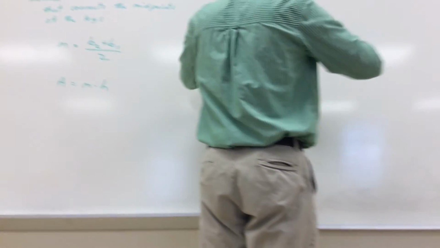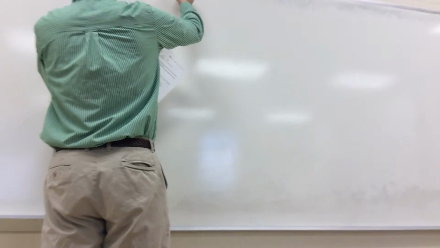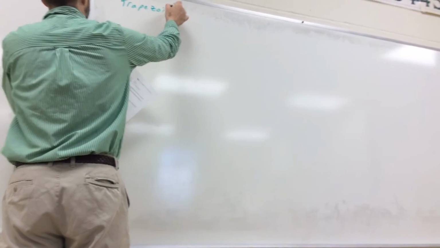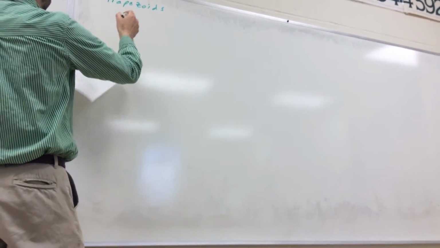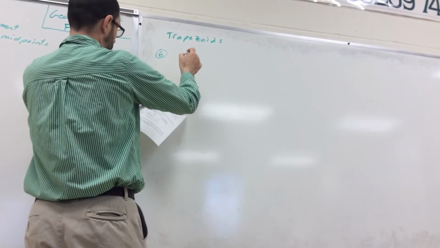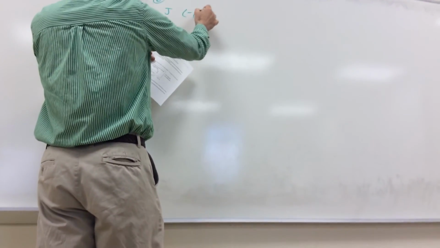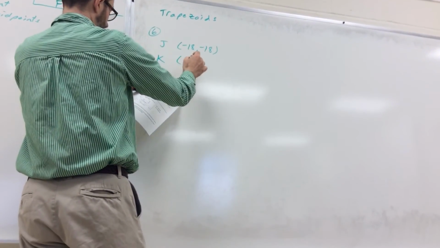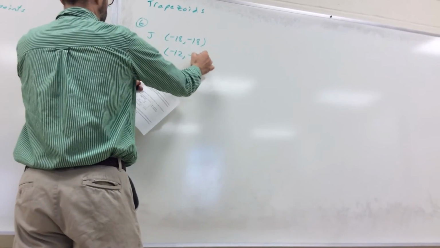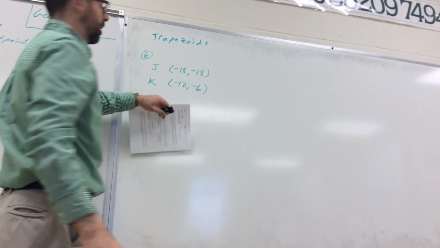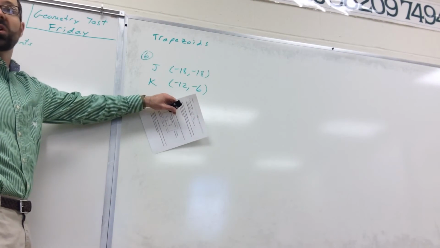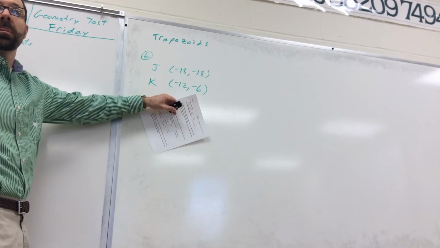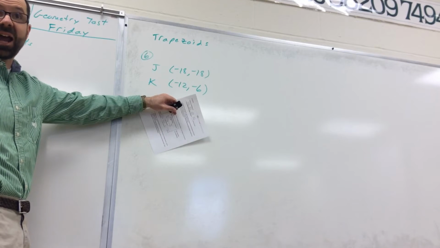The title of this paper is Trapezoids. And we're working on number 6 right now. We've got some points to graph. Here are the points that we're going to graph. These points are called J and K. I'm not joking. You have to graph these.